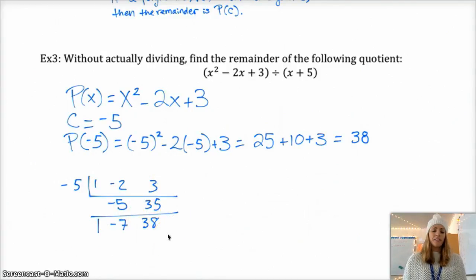So this doesn't seem that exciting right now, but it's actually a really fast way to check and see if x plus 5 goes into x squared minus 2x plus 3 evenly, right? If it goes in evenly, it should have what kind of remainder? No remainder, right? So if I plug in c, -5, and I get 0 as the remainder, then I know that it went in evenly. And that's a really nice thing for us to know later on in the future. So this is a helpful theorem.